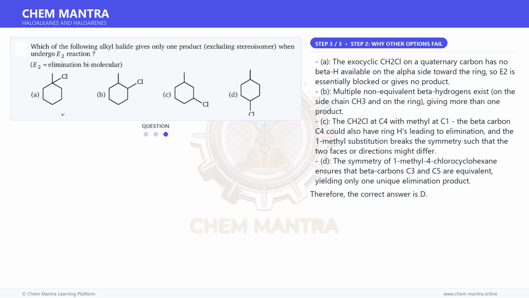D. The symmetry of 1-methyl-4-chlorocyclohexane ensures that beta carbons C3 and C5 are equivalent, yielding only one unique elimination product. Therefore, the correct answer is D.